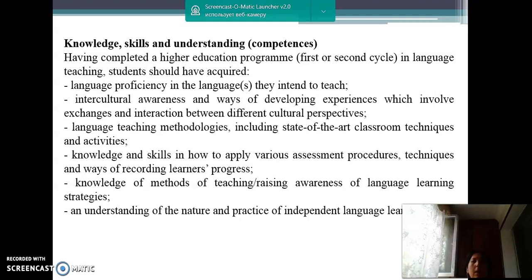Having completed a higher education program in language teaching, students should have acquired language proficiency in the languages they intend to teach, intercultural awareness and ways of developing experience which involve exchanges and interaction between different cultural perspectives, language teaching methodologies, including state-of-the-art classroom techniques and activities, knowledge and skills in how to apply various assessment procedures, techniques, and ways of recording learners' progress, knowledge of methods of raising awareness of language learning strategies, and understanding of the nature and practice of independent language learning.